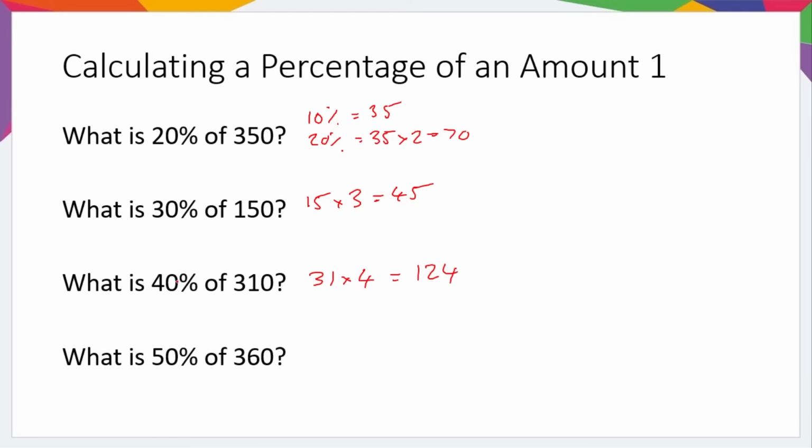I'm not saying that 40% of 310 is something that I would expect you to do mentally, because that's still quite a tricky calculation, 31 times 4. So there's no shame in using the calculator for some of them. I'm just trying to show you lots of examples here. 50% of 360, well, hopefully you know that 50% is a half. Half of 360 is 180. I think it would be a bit silly to work out that 10% is 36 and then try to do 36 times 5. I'm sure you'll agree just halving that number is a lot easier.